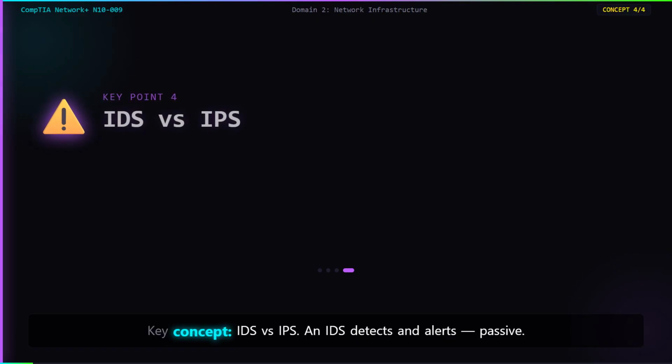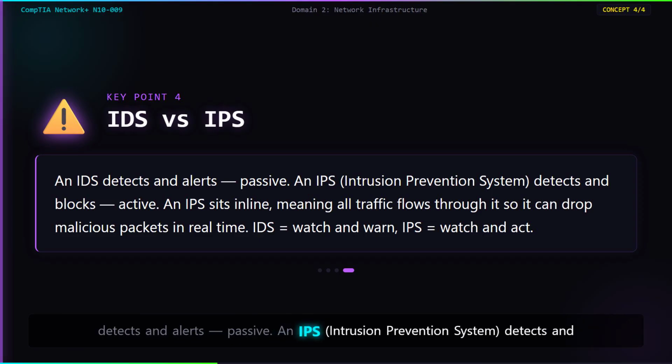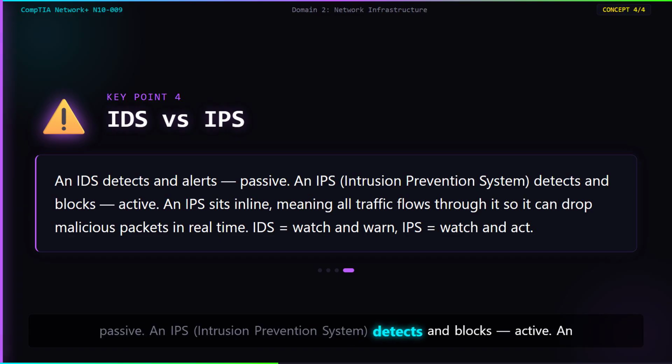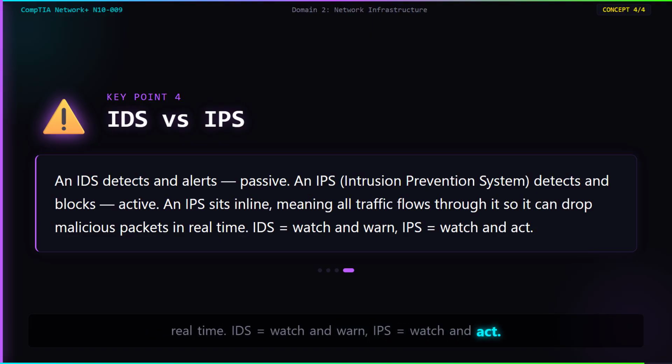Key concept: IDS versus IPS. An IDS detects and alerts, passive. An IPS, Intrusion Prevention System, detects and blocks, active. An IPS sits in line, meaning all traffic flows through it so it can drop malicious packets in real time. IDS equals watch and warn. IPS equals watch and act.